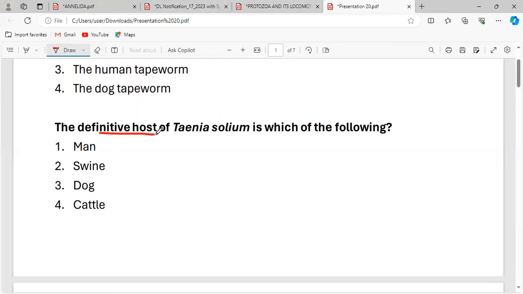The definitive host for Taenia solium is which of the following? Man, swine, dog, cattle. Very good. Man. And what is the intermediate host or the secondary host for this particular Taenia solium?